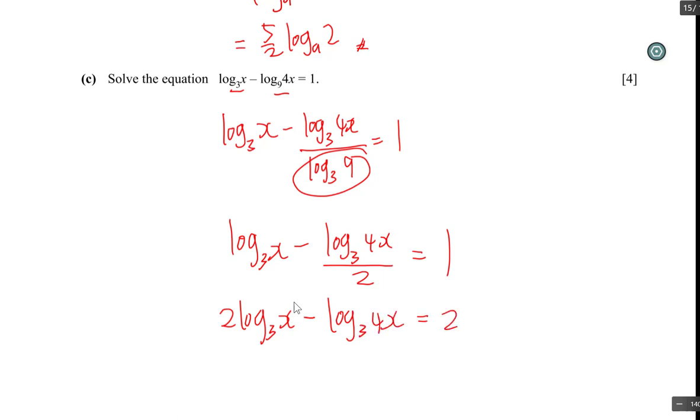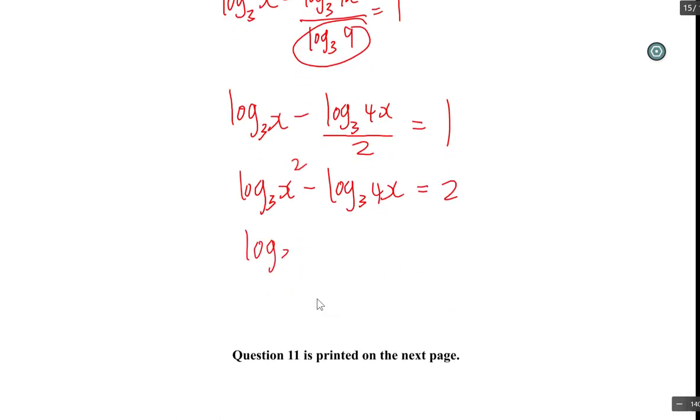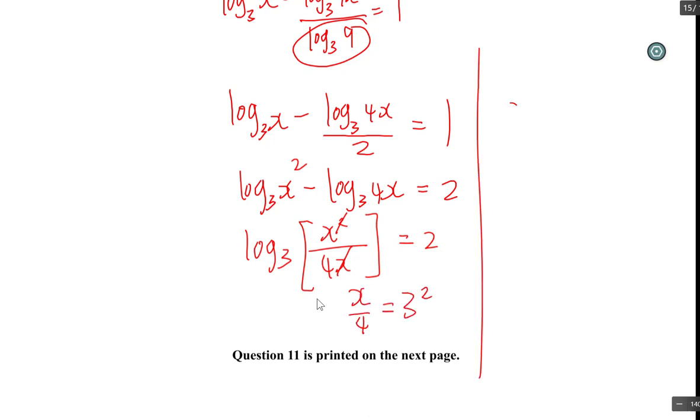I times 2 here, and then the 2 I move up to become the power here. And then we know for log, we can actually factorize out the 3. This one will be x squared over 4x equals 2. Minus means divide, right, in log. So, yeah, x and x I simplify. So the 3 moves to the other side, x over 4 equals 3 to the power of 2. So therefore x over 4 equals 9. x equals 36. Right, this is just how to solve this kind of log question.